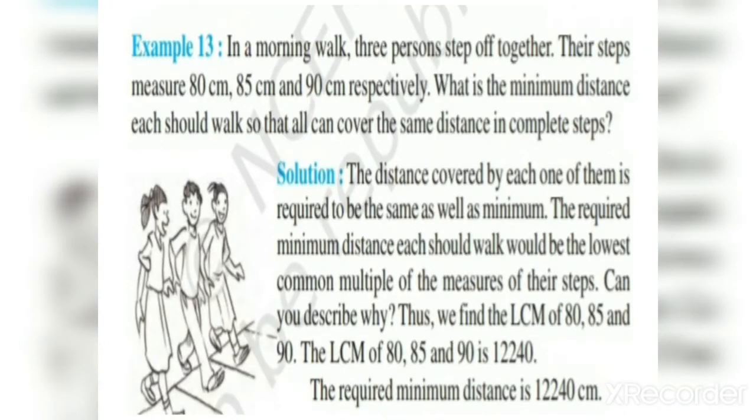Example 13. In a morning walk, 3 persons step off together. Their steps measure 80 cm, 85 cm and 90 cm respectively. What is the minimum distance each should walk so that all can cover the same distance in complete steps? Here one word is used, minimum. So what we will find out? LCM. The distance covered by each one of them is required to be the same as well as minimum. The required minimum distance each should walk would be the lowest common multiple of the measures of their steps.